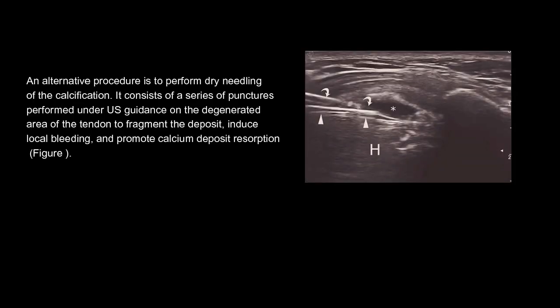An alternative procedure is to perform dry needling of the calcification. It consists of a series of punctures performed under US guidance on the degenerated area of the tendon to fragment the deposit, induce local bleeding, and promote calcium deposit resorption. Figure: 2 needles, superficial needle, curved arrows, deeper needle, arrowheads. The calcification is totally empty, asterisk, in both cases. H equals humerus.